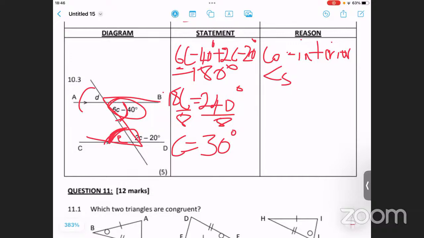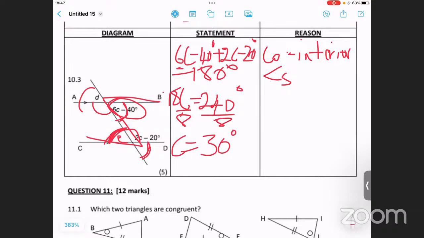Ma'am, we can say that angle E, and if we were given the angle below D, then those would be co-interior angles, and then we'd have to try and get that. Okay, sorry, ma'am. Or vertically opposite angles.